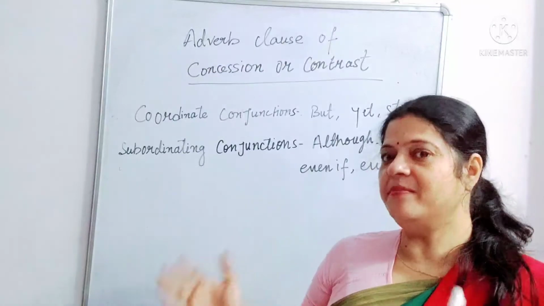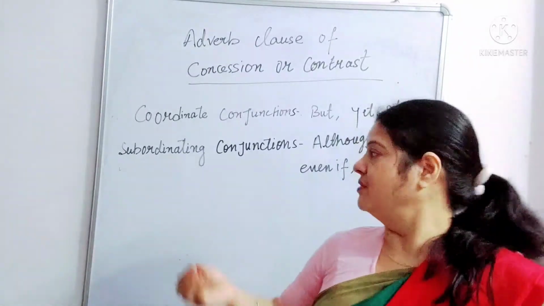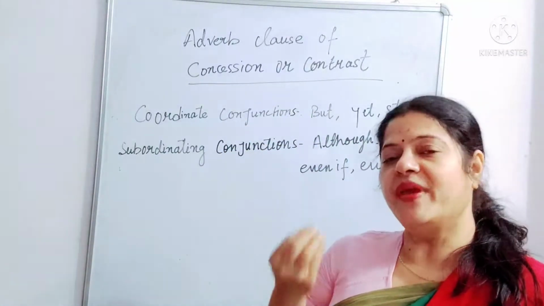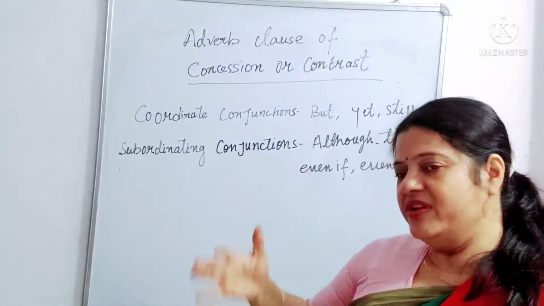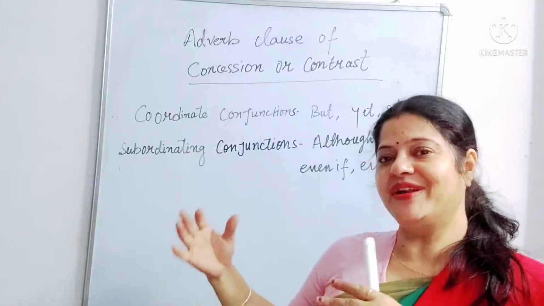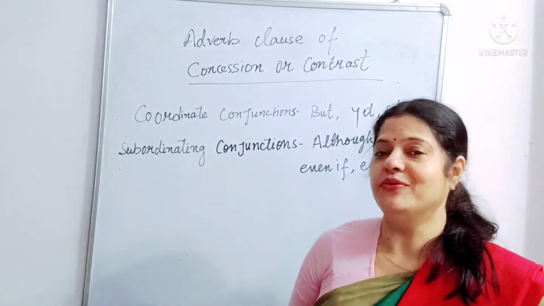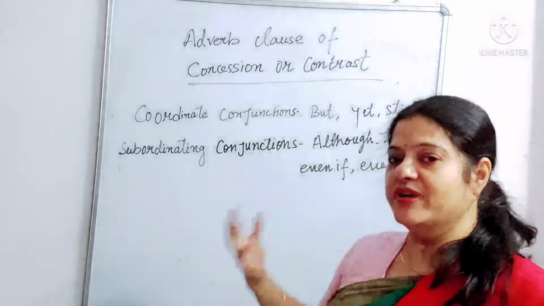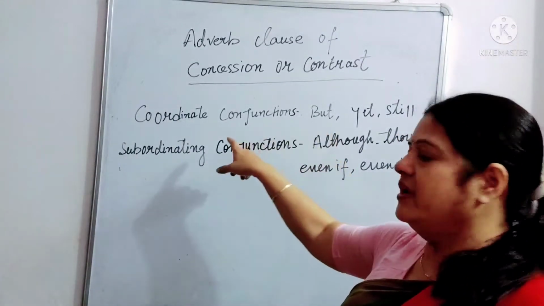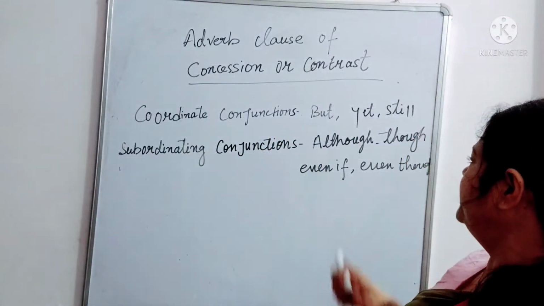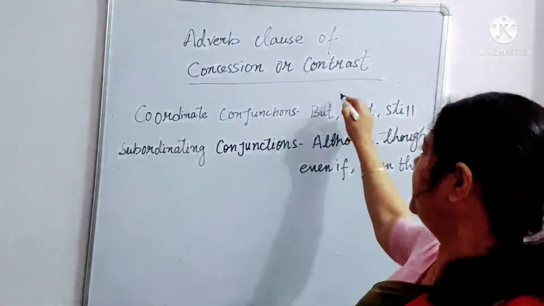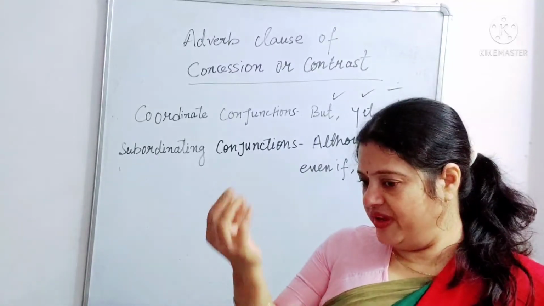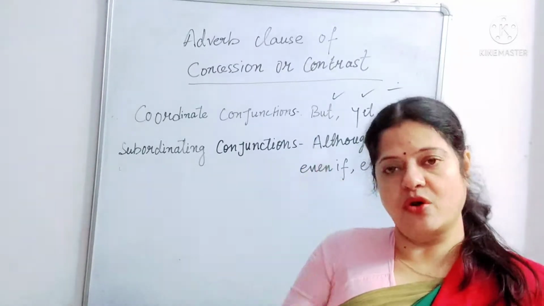There is a reason behind it, and this is the only reason I've used coordinating conjunction, to make you understand something. So just stick to the video till the last so that you can get to know why I have written coordinating conjunction. Now, coordinating conjunctions are but, yet, still. These are the main coordinating conjunctions, and apart from these we have while and whereas also.